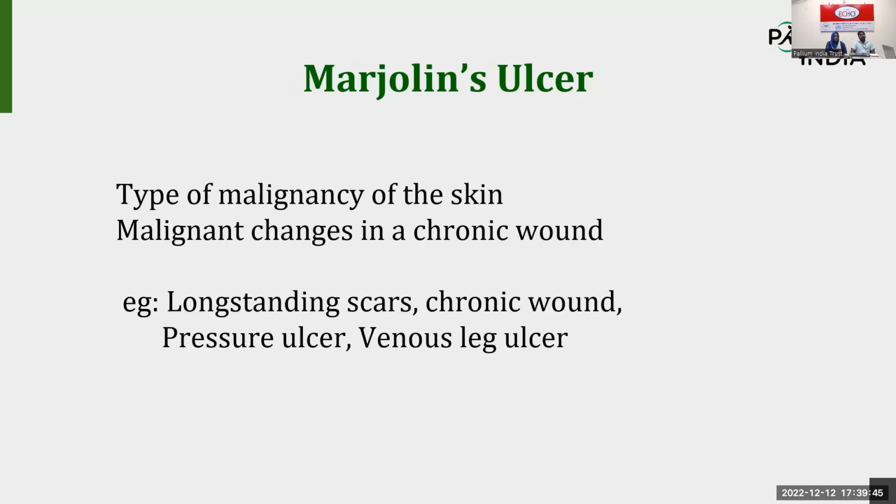This one is the Marjolin's ulcer. Marjolin's ulcer is a type of malignant stage only. If the patient already has a long-standing scar or a chronic wound, maybe a pressure sore or a venous ulcer, malignant changes can happen in that chronic wound. That is the Marjolin's ulcer. In those cases, we need to confirm by doing a biopsy only.